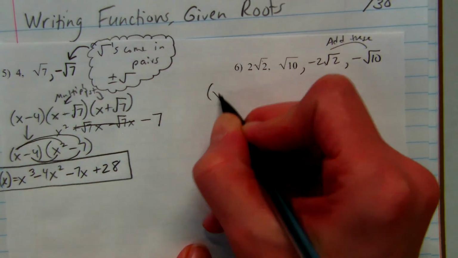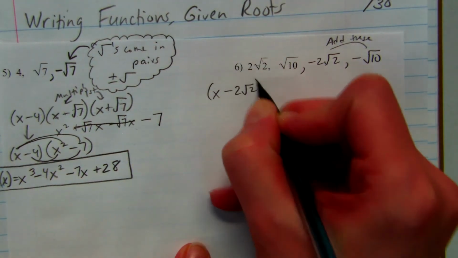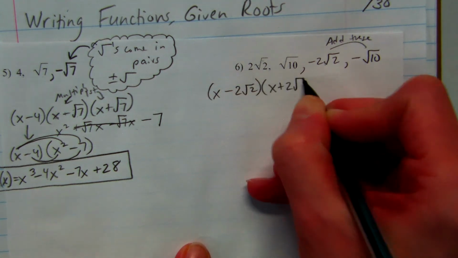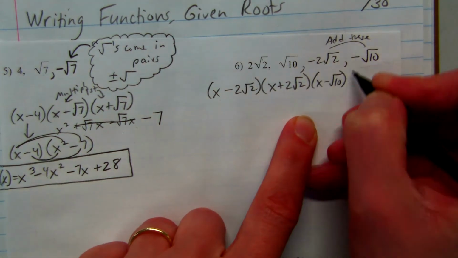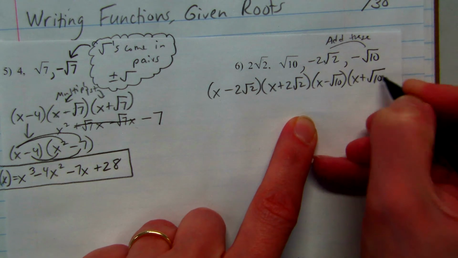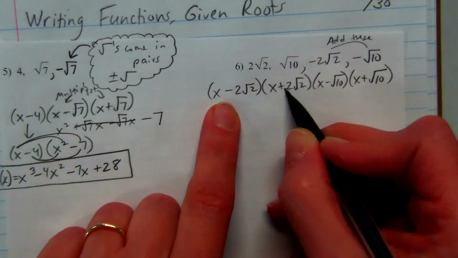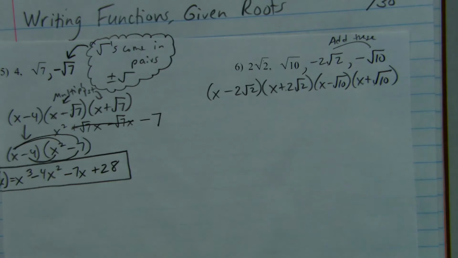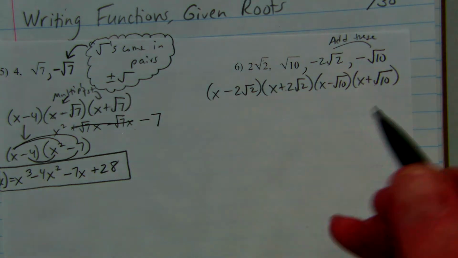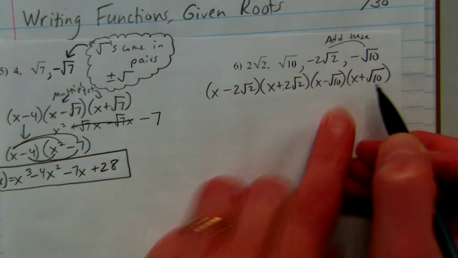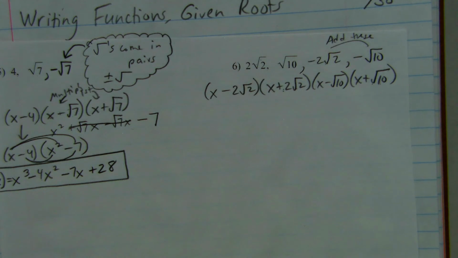So I'm going to do x minus 2 radical 2 with x plus 2 radical 2. And then I'm going to do x minus square root of 10 with x plus square root of 10. And we're going to multiply these and these separately so that all the radicals drop out. If you are really bored and you need more work to do, you can multiply these in a different order and keep track of the radicals all the way through. But if you multiply these together and these together, the radicals will completely drop out and your life will be a little bit easier.